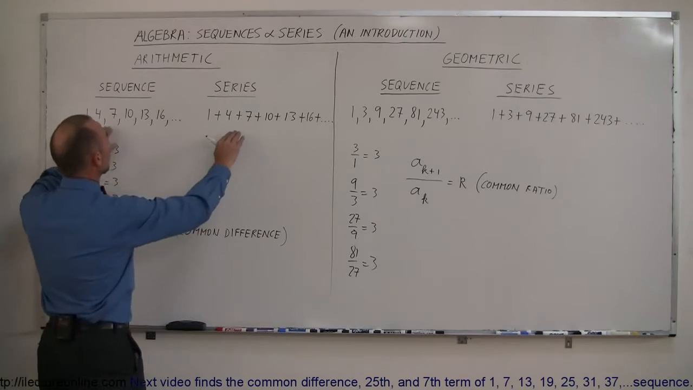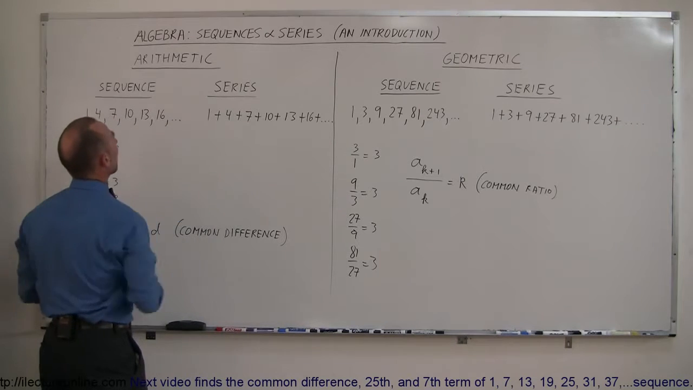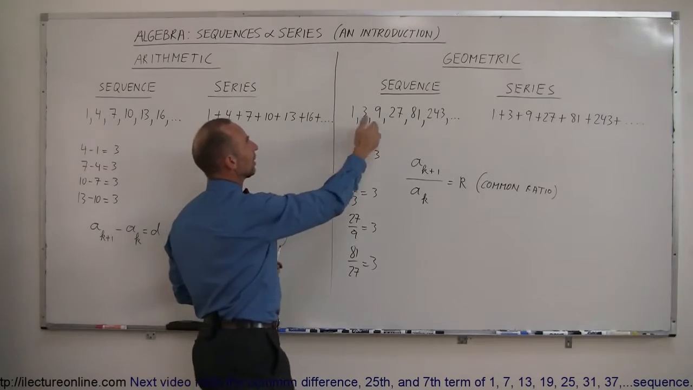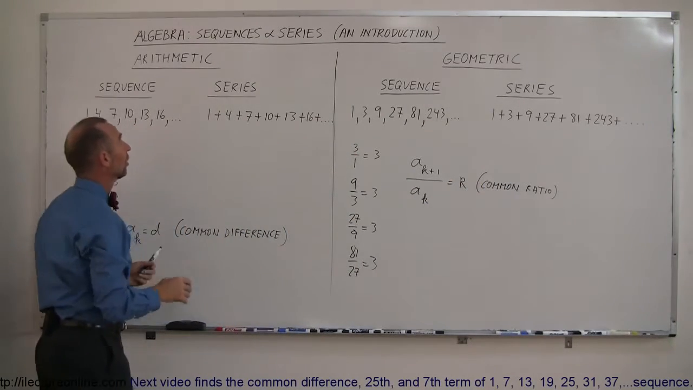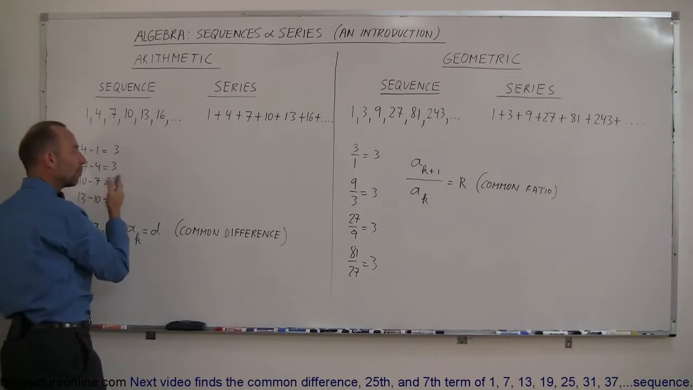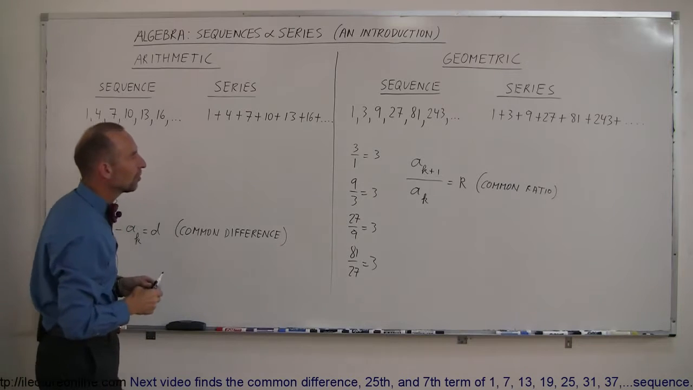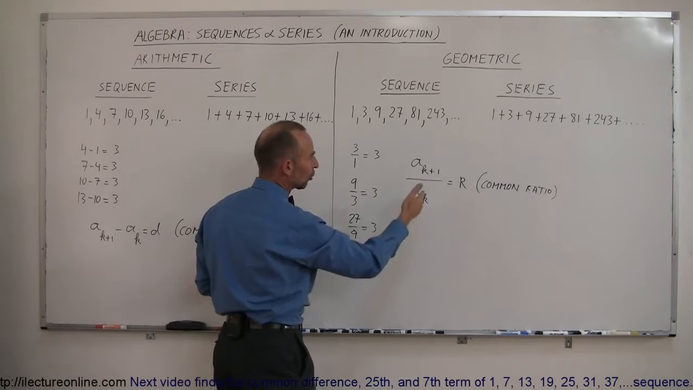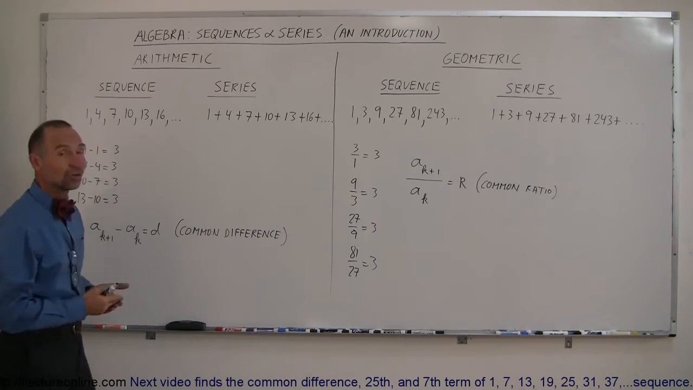Again, the only difference between sequence and series is that for a sequence, you simply list the numbers with a comma in between. For a series, you simply add the numbers. Again, list the numbers, add the numbers. The difference between the two types: arithmetic means if you subtract the previous one from the one, I should say, you always get the same difference, called the common difference. If you take any element and divide it by the previous element, you always get the same ratio, called the common ratio. And now at least we're ready to show you some examples.